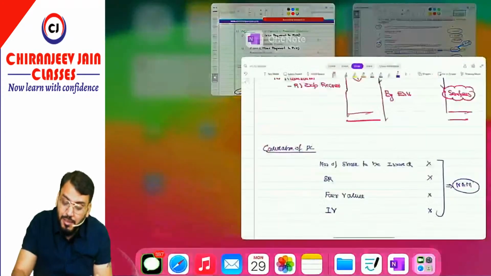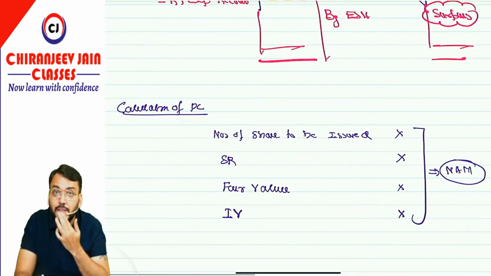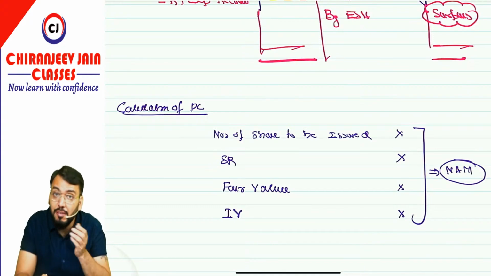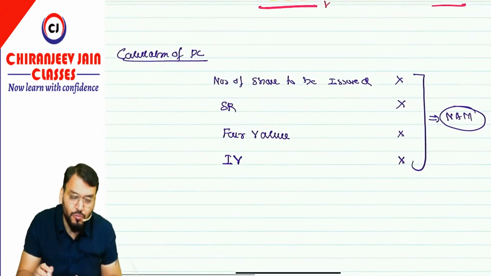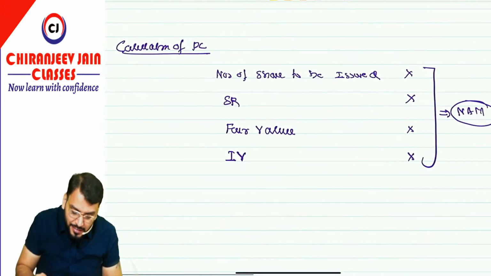So what is not given? Number of shares to be issued is not given. Swap ratio is not given. Fair value of shares of both companies is not given. And whether we need to calculate intrinsic value is also not given. Correct? It means we'll use the net asset method. Net asset method means what?